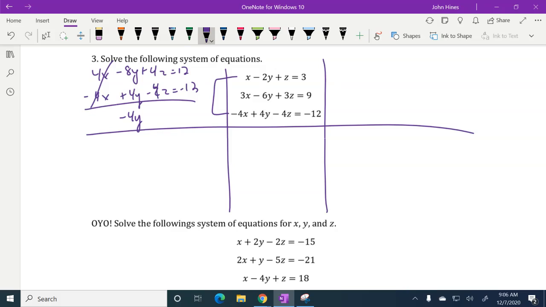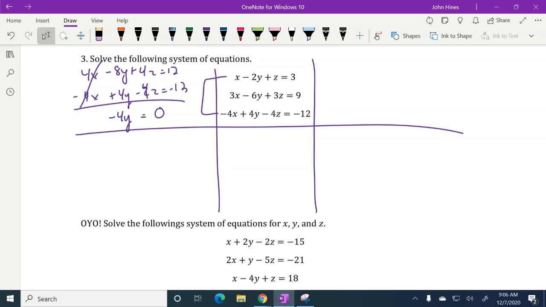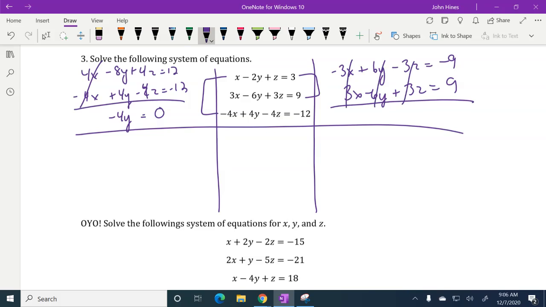That became a 2, that should be a 4. Negative 4y equals 0. Okay, this is another weird one. Let's try these guys here. I'm going to multiply the top by negative 3. Goodbye, goodbye, goodbye. 0 equals 0. So what this tells me here is I have infinitely many solutions.